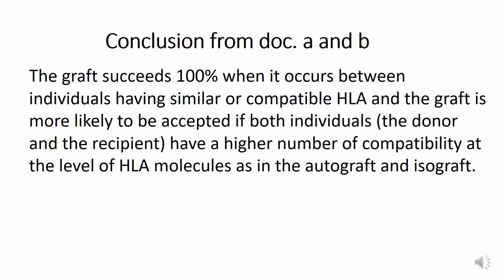As a conclusion from documents A and B, the graft succeeds 100% when it occurs between individuals having similar or compatible HLA, and the graft is more likely to be accepted if both individuals, the donor and the recipient, have a higher number of compatibility at the level of HLA molecules as in the autograft and isograft.